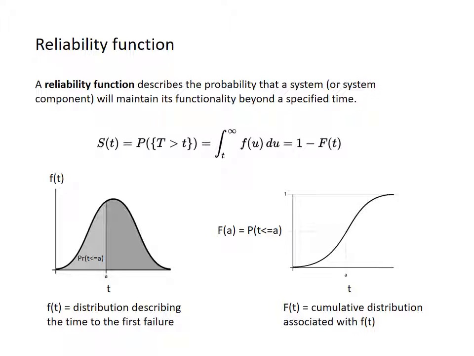For example, if we wanted to, in this equation at the top, figure out the probability that our time to the first failure is greater than some value little t, then what we're doing is taking the integral under this curve from t to infinity, right? So we're figuring out the area under the curve to the right of the little value t. And that's equivalent to saying 1 minus big F of t, where F of t is the cumulative probability distribution associated with the PDF.